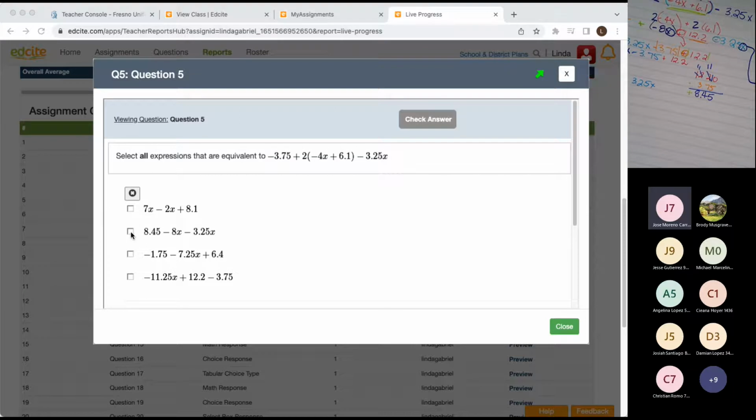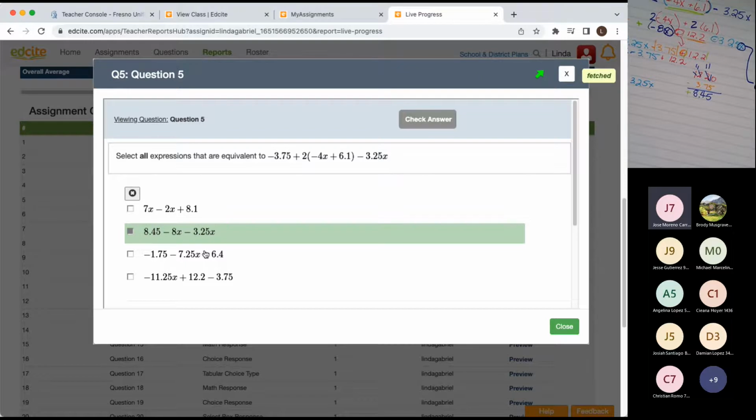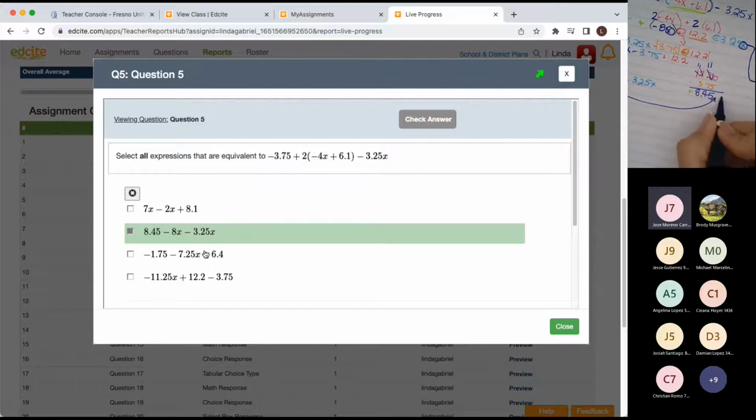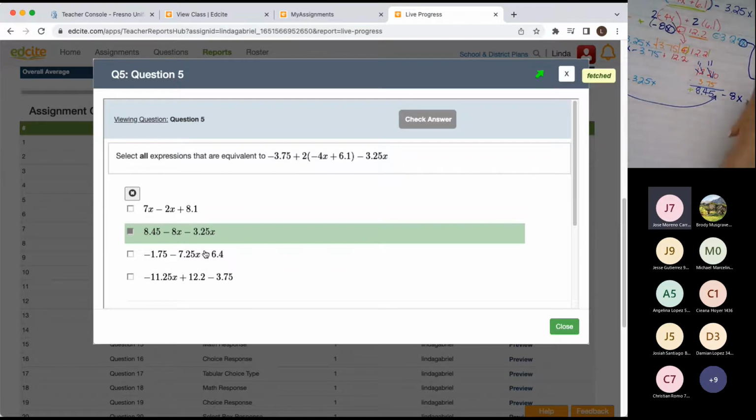It's going to be a completely different expression, so it's not equivalent. My next one, I do have 8.45, and then I have minus 8x minus 3.25x. If I have minus 8x, that's going to be the same as negative 8x minus 3.25x. So this one, my second option right here, is an equivalent expression, right? Because it's right here. I have 8.45. If I move this over here, it's 8x minus 3.25x.